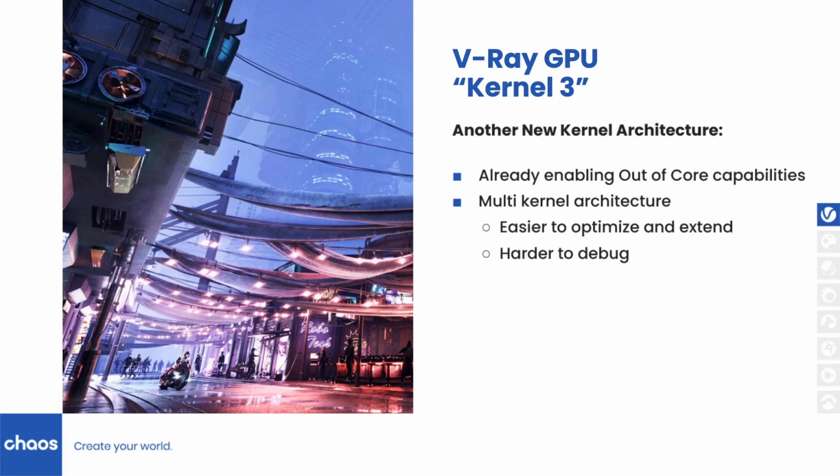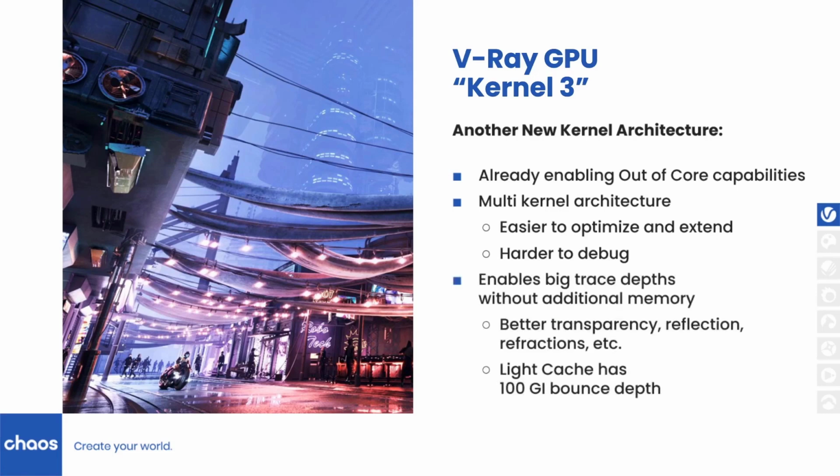The multi-kernel architecture is easier for us to optimize and extend, as every kernel itself is smaller and easier to reason about. However, it is harder to debug, as when there is some problem, you need to track through different GPU function executions, which is harder to do.